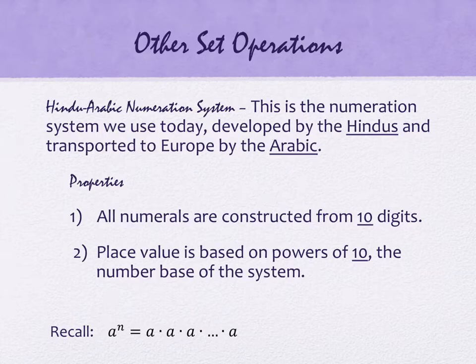Some properties of our system that you know very well is that all of our numerals are constructed from 10 digits. Those digits start at 0 and end at 9. So 10 is not a digit, it's a 2-digit number, right? Digits are single. And then the place value is based on the powers of 10, the number base of our system. So do you know why we have a base 10 number system?